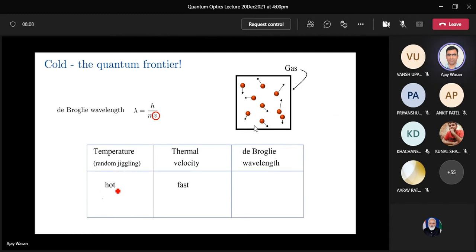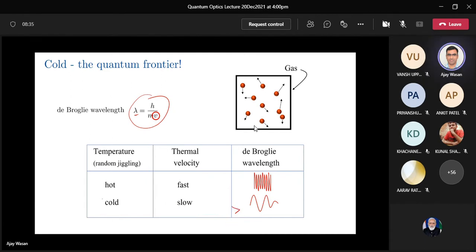when atoms are hot, thermal velocities are very fast. So the de Broglie wavelength, you can see, is very small. The moment we make it cold, thermal velocity will slow down, so the de Broglie wavelength will increase if you compare with this formula. Because as v reduces, lambda will start increasing. The same thing I have shown here.